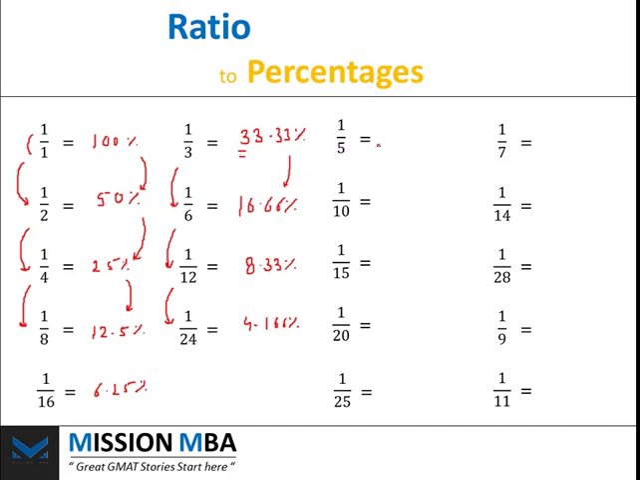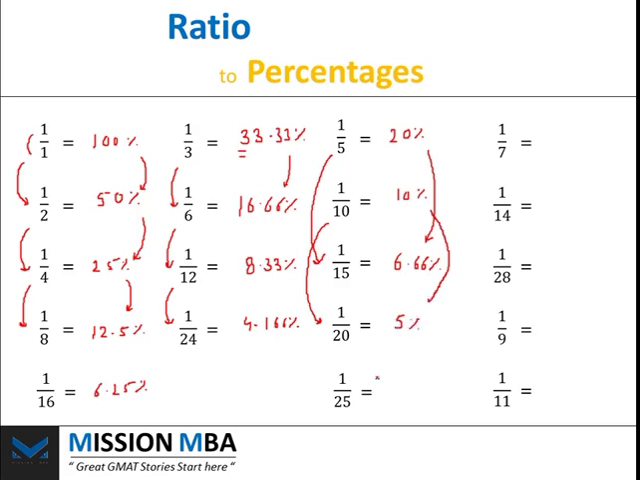Then we have this 1 by 5. 1 by 5 is nothing but 20%. So 1 by 10 becomes the half of it. That's 10%. And if you're going from 1 by 5 to 1 by 15, you're dividing it by 3. Divide this quantity by 3 as well. When you divide it by 3, what are you going to get? 20 by 3, which is 6.66%. 1 by 20 is half of this. So you can simply half this one as well. So this is going to be 5%.